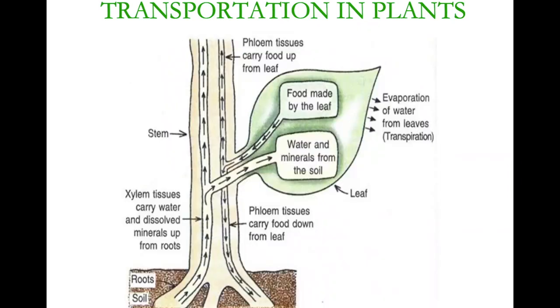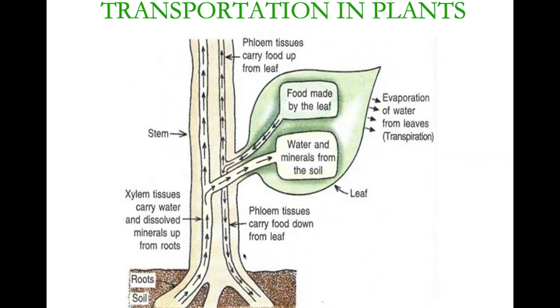The xylem and the phloem are the two tubes that are found in the plant. The xylem carries water from the roots to the upper part of the plants. Along with the water, it also carries dissolved minerals from the soil. You can see the direction. It is unidirectional, only one direction, from the roots to the upper part of the plants.